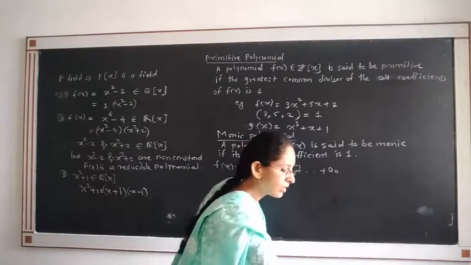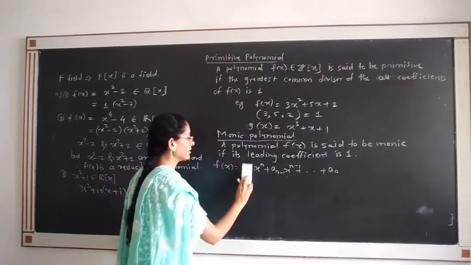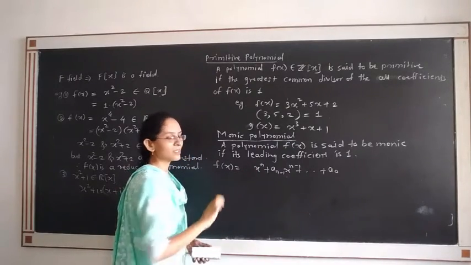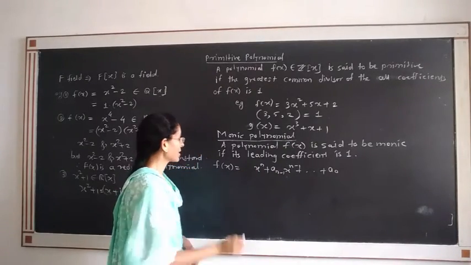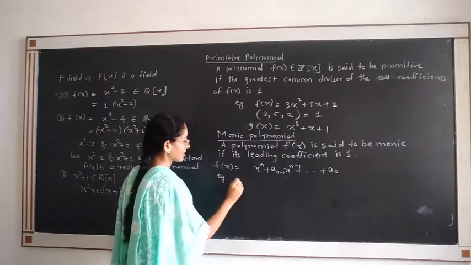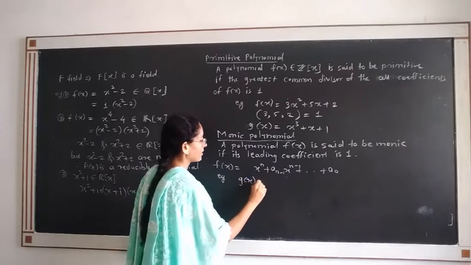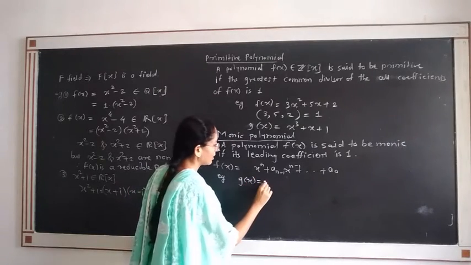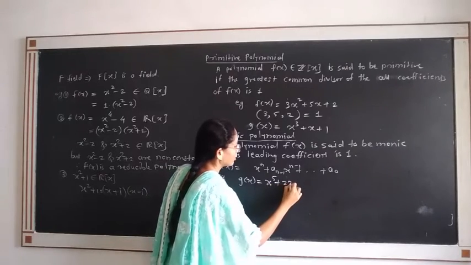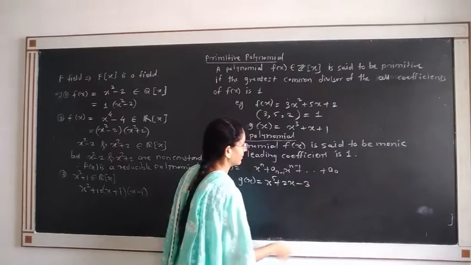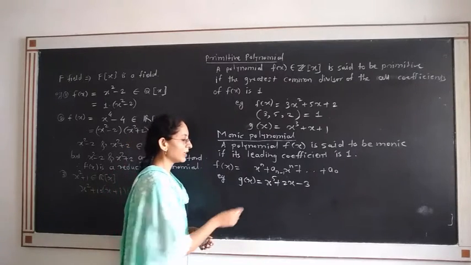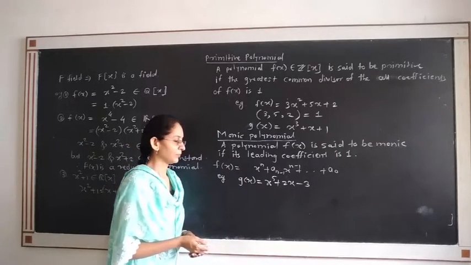If the value of a_n is 1, then we say that the polynomial is a monic polynomial. For example, we can take another polynomial g(x), suppose x^5 + 2x - 3. This is a monic polynomial. Because of what? Its leading coefficient is 1.